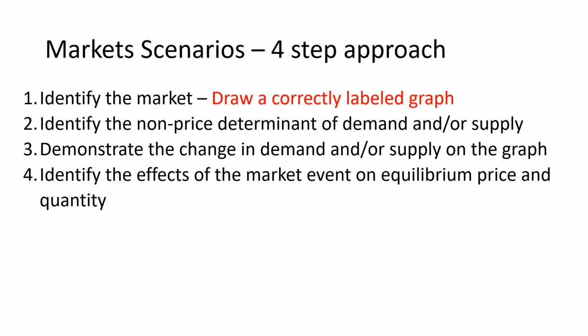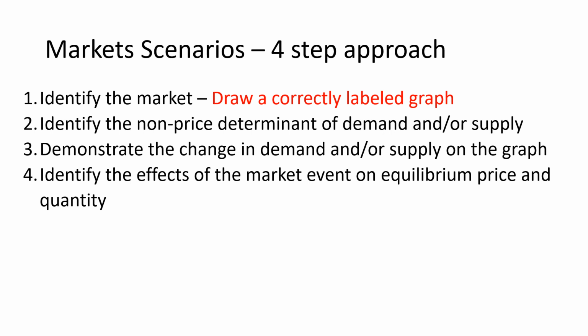Now, if there are 2 events, one affecting demand and one affecting supply, and it does not specify the magnitude of the shift, in other words, it doesn't say there's a large increase in demand or a small increase in supply or vice versa, you must draw 2 graphs.